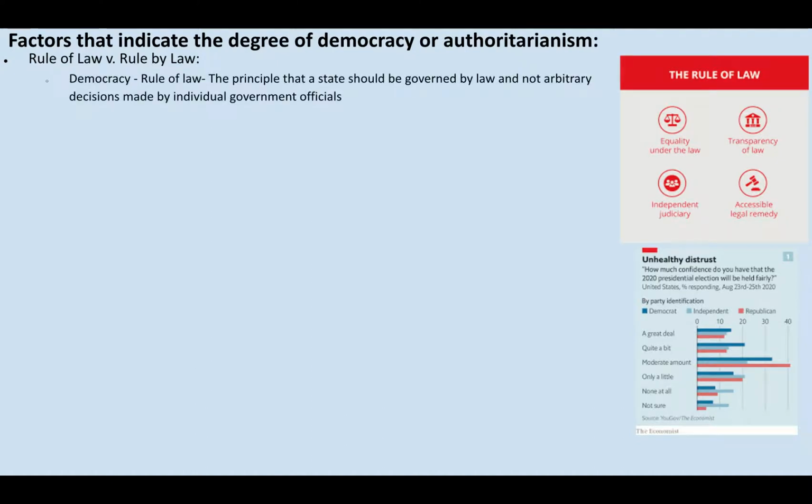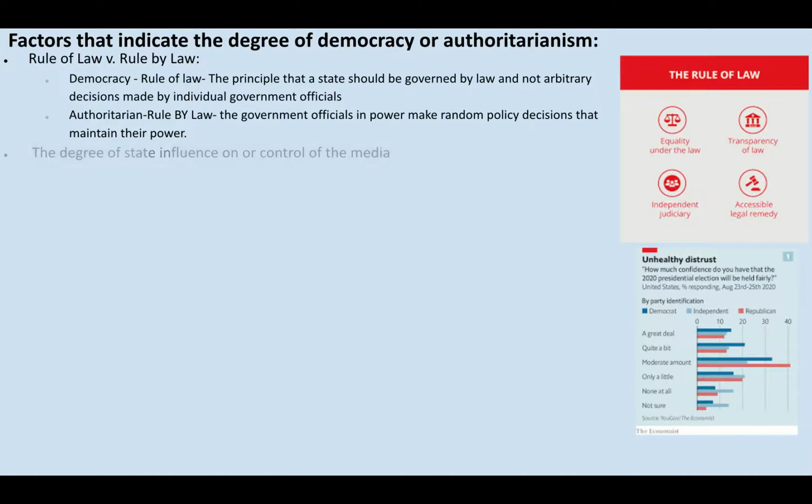Decisions aren't made arbitrarily just to help out individual government officials. But in authoritarian regimes, you're going to see more of rule by law, where the government officials in power make random policy decisions to maintain that power. We're definitely going to see a lot of that in China and in Russia.